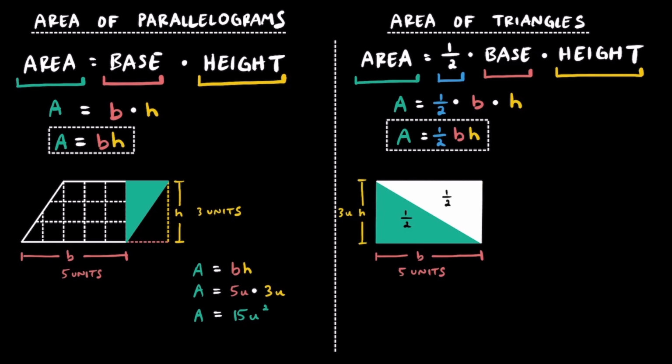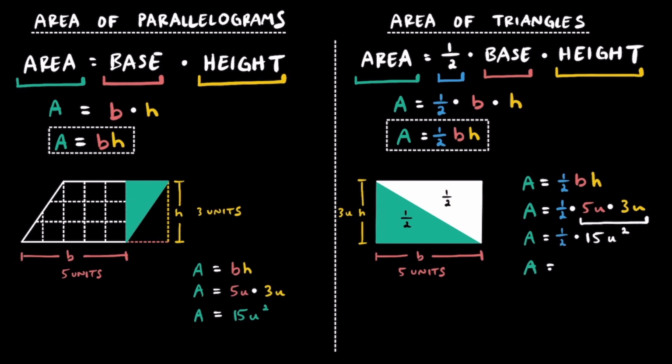To find out how many of the squares are inside of this triangle, using our formula we can say we have 1/2 times base times height, or 1/2 times 5 units times 3 units, and 5 times 3 is going to be 15 units squared, and half of 15 is equal to 7.5 units squared. If there were 15 squares that made up the original rectangle, we could fill 7.5 squares in one of these triangles.